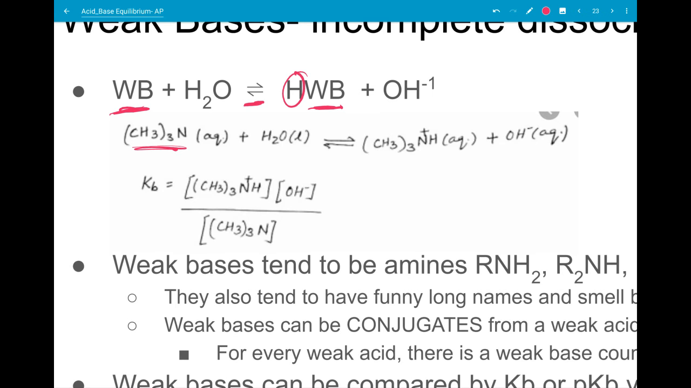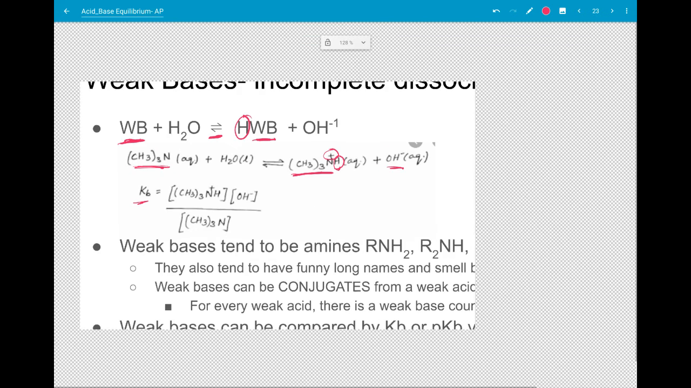Weak bases tend to have kind of funny names. Notice what they did here, it's identical, but then they added the H. By adding the H, they added the plus. And then you write OH minus. You write your Kb just like we write a Ka.